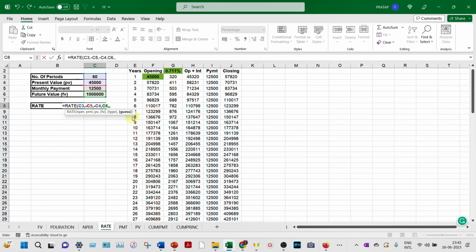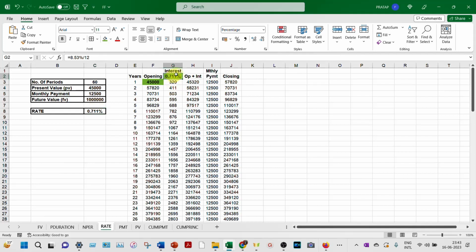And then we come to the last argument, which says guess, which is guessing the approximate interest rate that is being offered on this investment plan. So let's assume we exactly don't know what is the interest rate being offered, and I put in 9%. And after this, I close the bracket and I press the enter key. Here you see we have 0.711%, which exactly matches the monthly interest rate that is being provided. So here we see that using the rate formula, we can easily arrive at the interest rate that is being offered by a particular deposit plan.